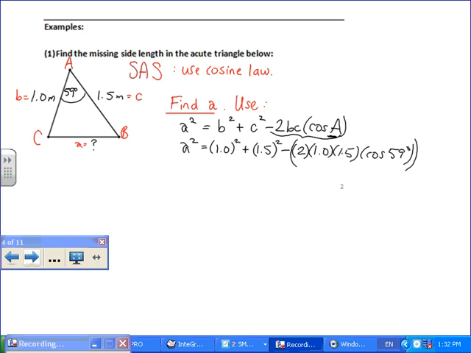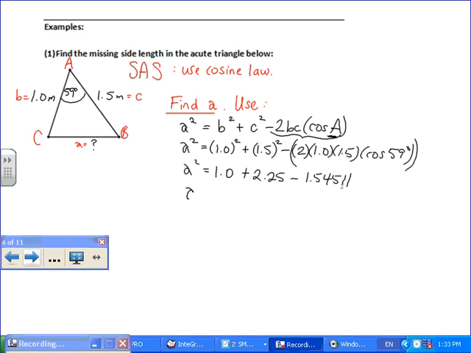Okay, and let's go ahead and do this math together. So 1 squared is still 1. Okay, 1.5 squared is 2.25. Subtract, and I want to do the math inside there. 2 times 1 times 1.5 times the cos of 59 is 1.54511. I'm going to leave a few decimal places. Don't round right away. Leave at least 4 decimal places, okay? Just so that you get an accurate answer. You can round at the end.